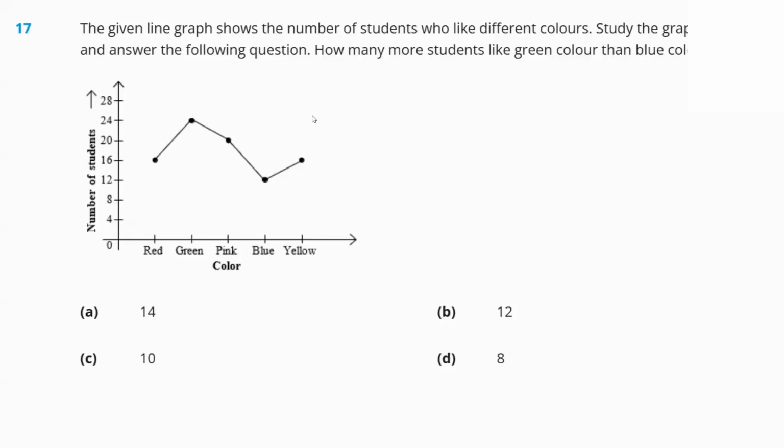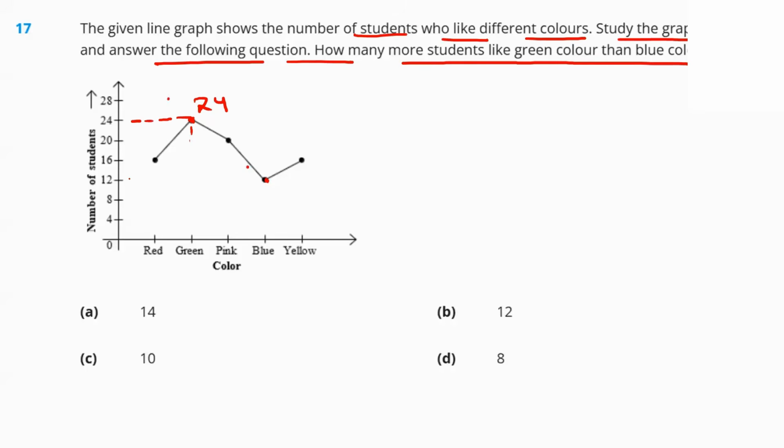Next question, the given line graph shows the number of students who like different colors. Study the graph carefully and answer the following question. How many more students like green color than blue color? How many like green over here? This is the line graph. You just need to follow the dot. Green is 24 in number. How many like blue? That's over here. If you just check the corresponding number, that's 12. So what's the difference? 24 minus 12? 12. Option B.